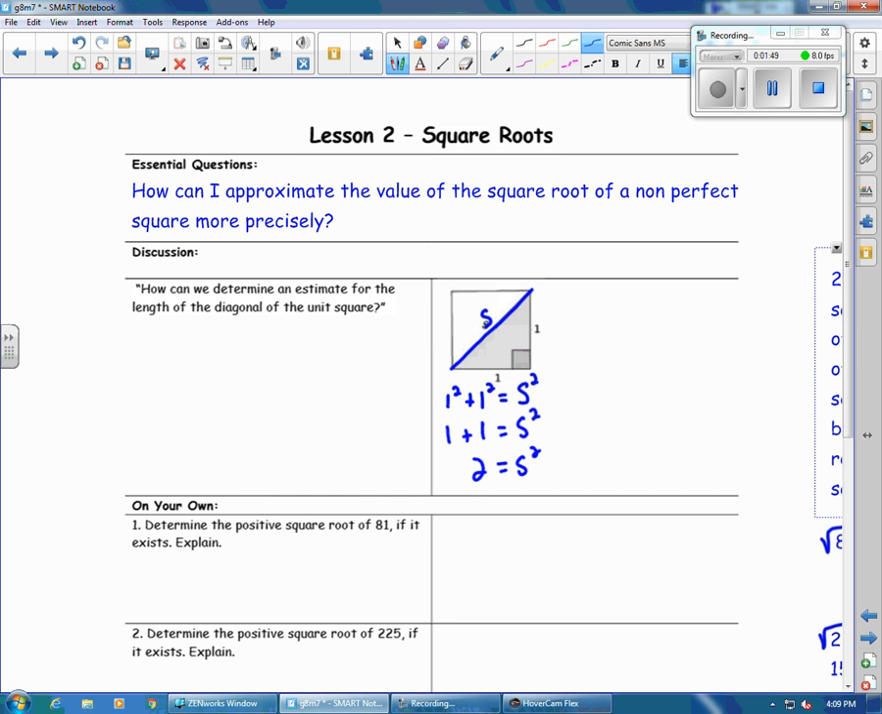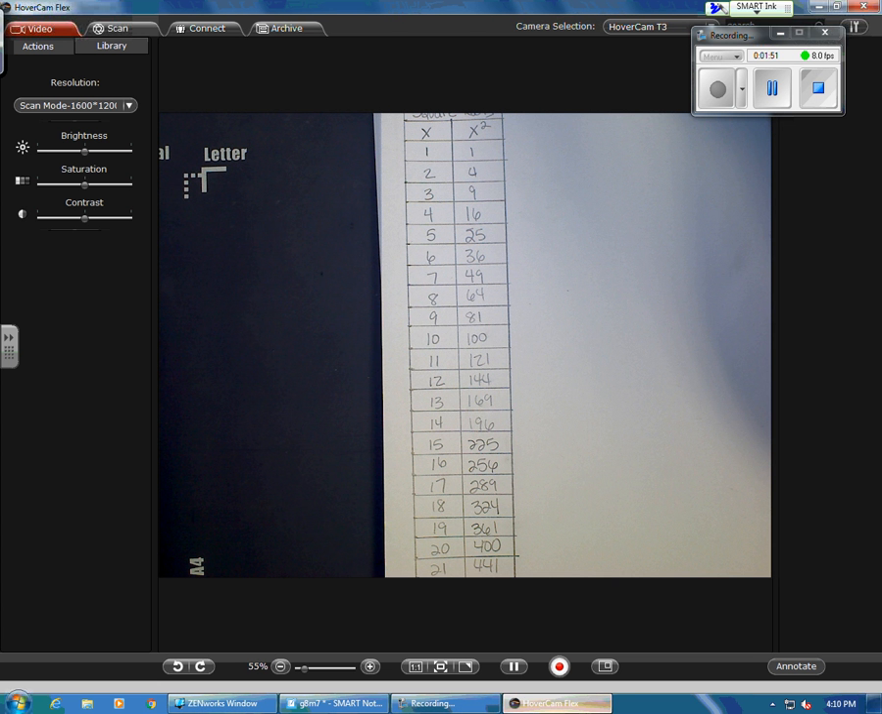If we look back at our square root table that we created, looking on this side, we're looking at our squares. Don't get confused because there's a 2 over here. That's your square root side. This is your square side, and there is no 2 here. It's going to be somewhere between 1 and 4. It's going to be greater than 1 and less than 4. So my value for that diagonal is going to be somewhere between 1 and 2.